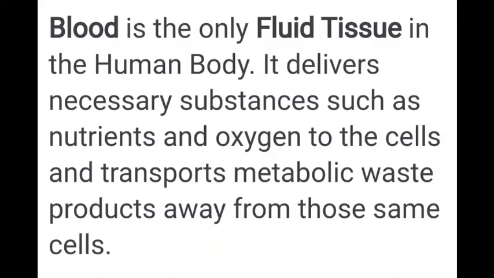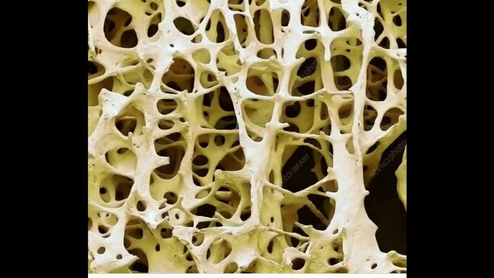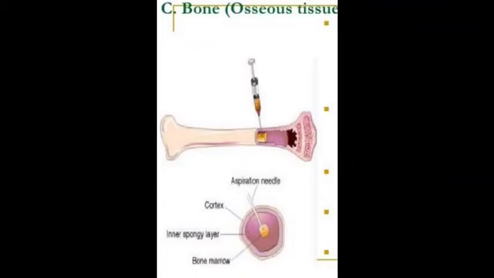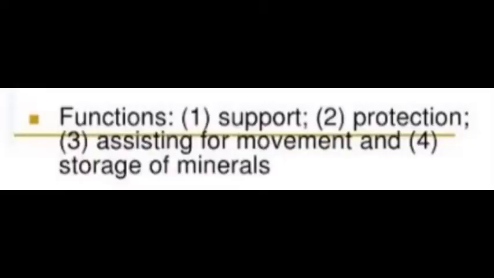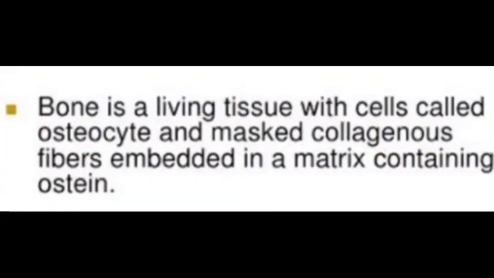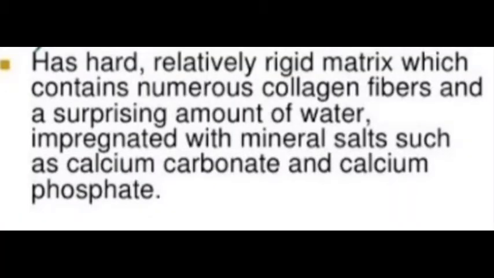Next, skeletal tissue. Bone is another example of a connective tissue. Its functions are: it forms the framework that supports the body. It also anchors the muscles and supports the main organs of the body. It is a strong and non-flexible tissue. Bone cells are embedded in a hard matrix that is composed of calcium and phosphorus compounds.